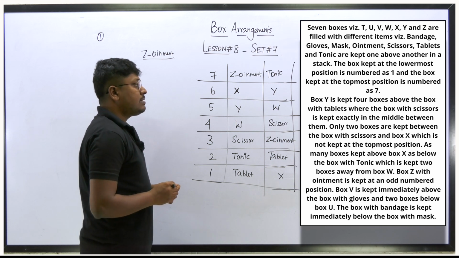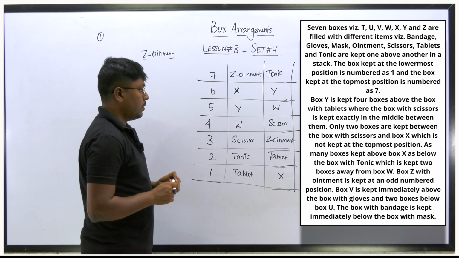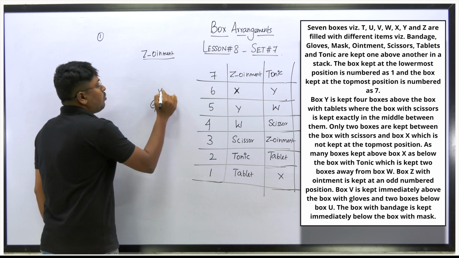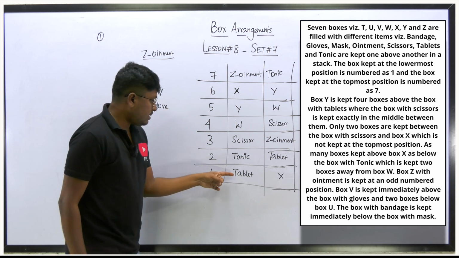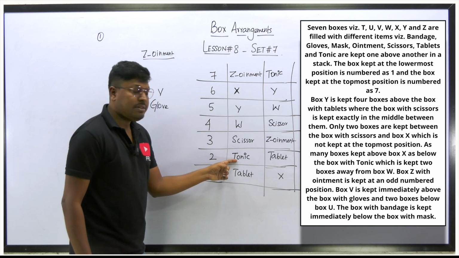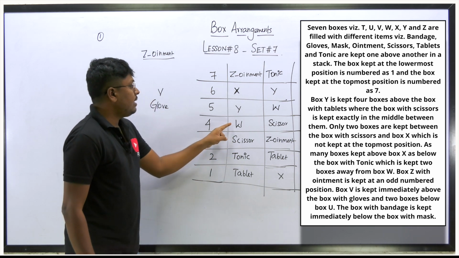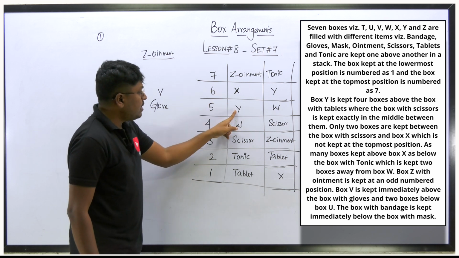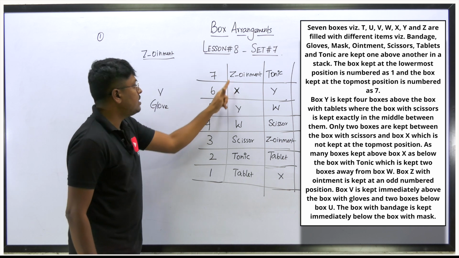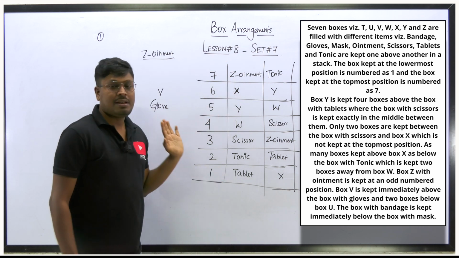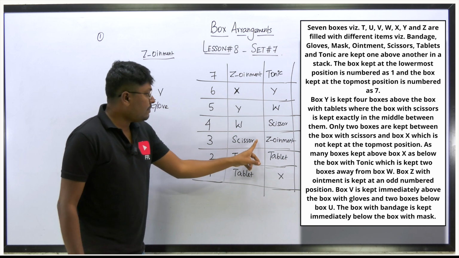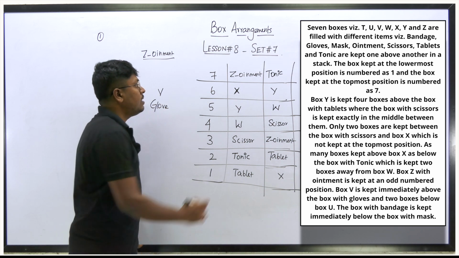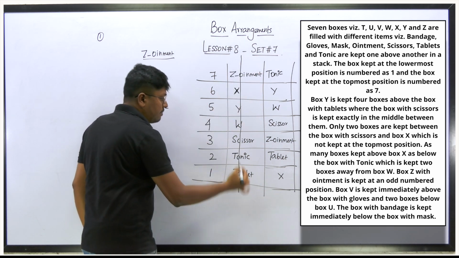Box V is kept immediately above the box with the glove. So immediately above glove is box V. This cannot be glove and this cannot be glove, because we have already fixed tonic, scissor, everything here. If I fix glove here, this must be V. That is not possible. If I fix glove here, this must be V, and there is no chance of fixing V. Only these three should be V. If I fix V here, immediately above glove should be V. We can't fix glove. So this complete possible diagram is wrong.